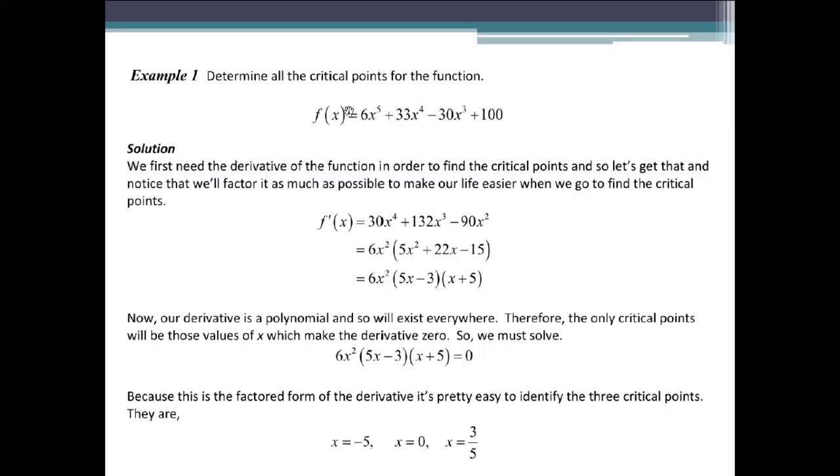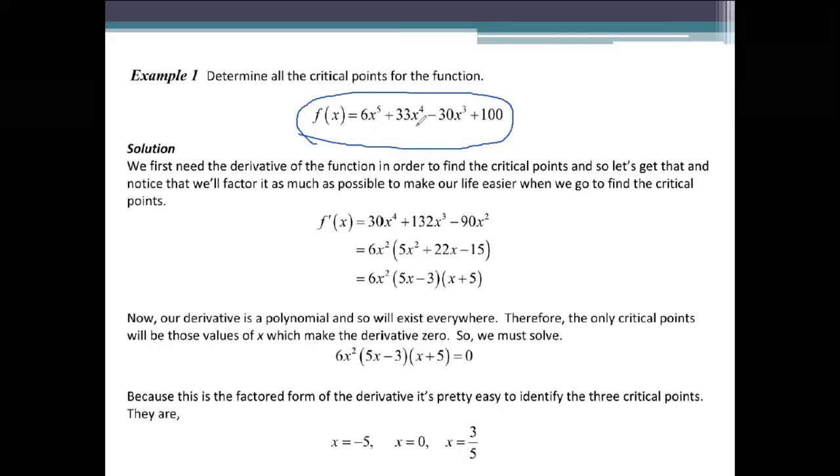Determine all the critical points for the function f of x is 6x to the fifth plus 33x to the fourth minus 30x cubed plus 100. So we need to find all critical points of this function. And recall the definition. We need to find firstly the derivative of this polynomial, which is 30x to the fourth plus 132x cubed minus 90x squared.